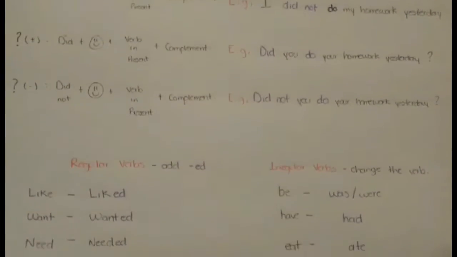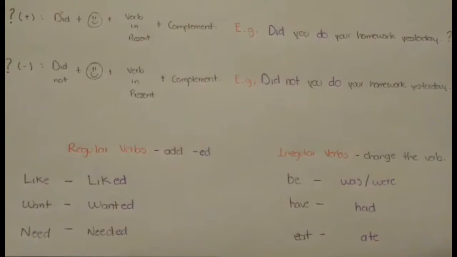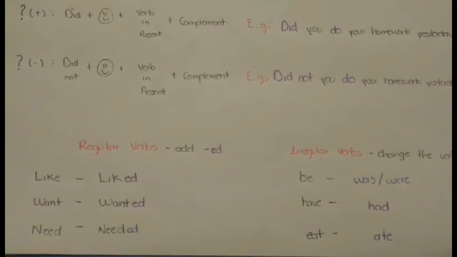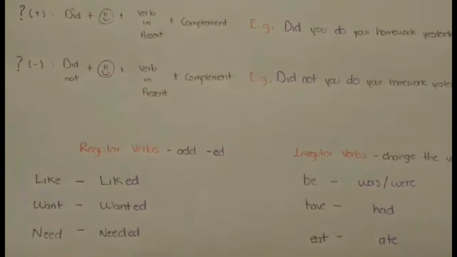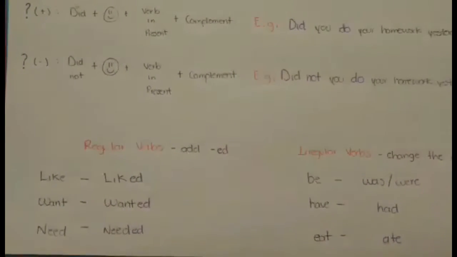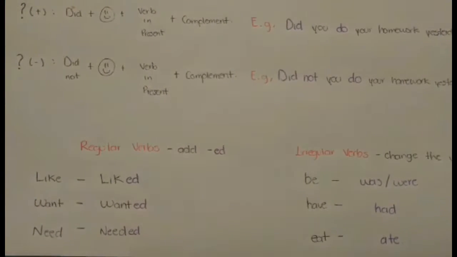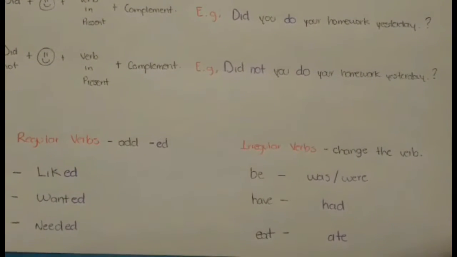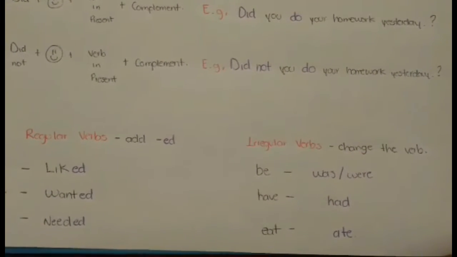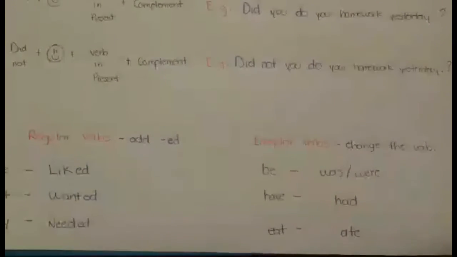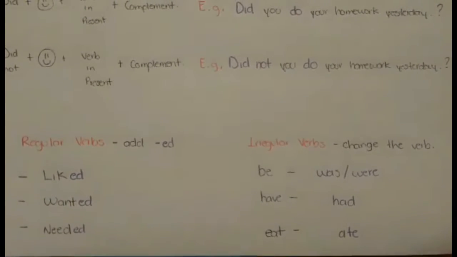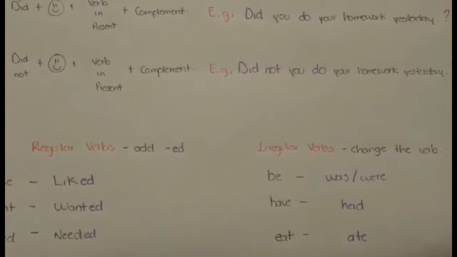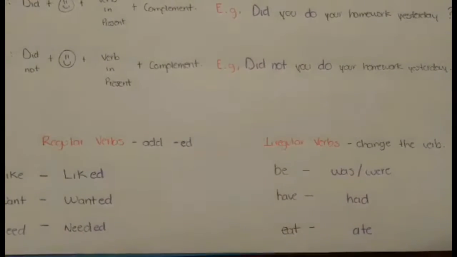So finally, we're gonna see that for regular verbs, we have to add the ending ed. For example, like, want, and need change into liked, wanted, and needed. And for irregular verbs, the verb changes completely. For example, the verb be changes into was and were, have changes into had, and eat changes into ate. So it's important that you learn the whole verb list.